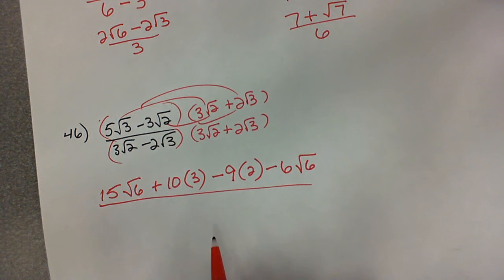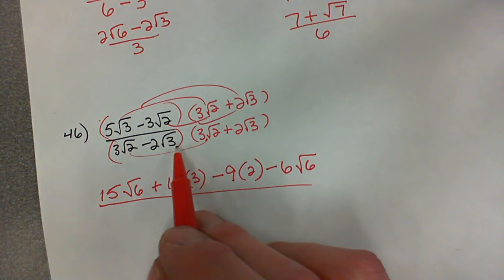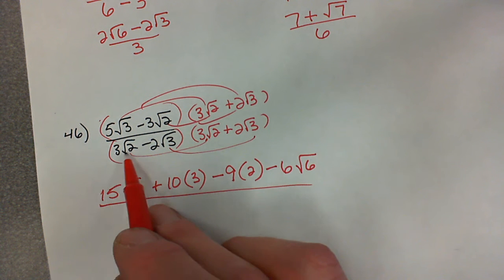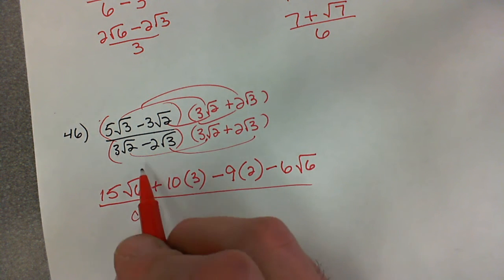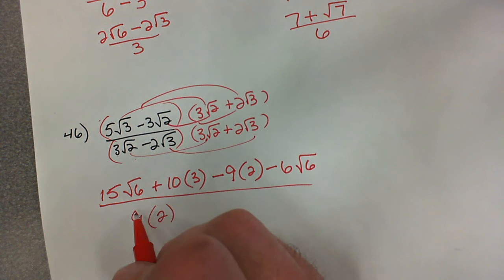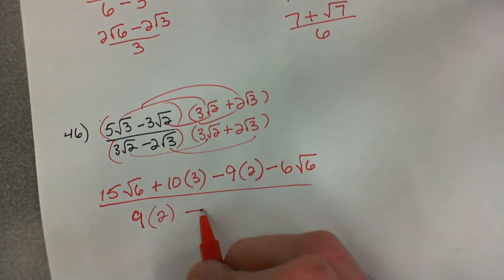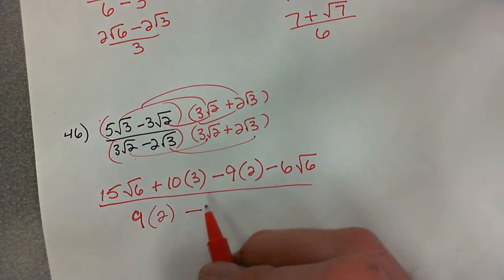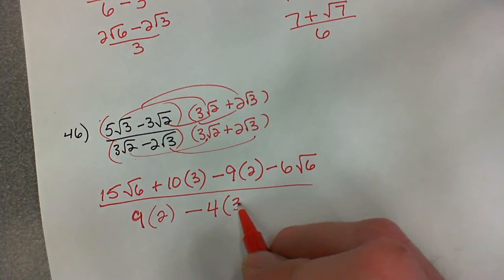Okay. There's your numerator. Your denominator, we only need to do first and last here. 3 square root of 2 times 3 square root of 2. 3 times 3 is 9. Square root of 2 times square root of 2 is just 2. Negative times a positive is a negative. 2 times 2 is 4. Square root of 3 times square root of 3 is just 3.